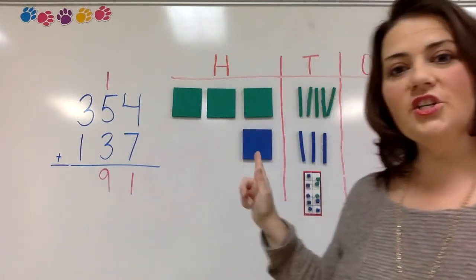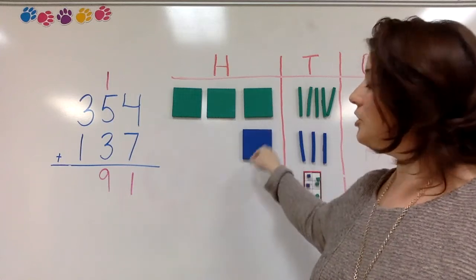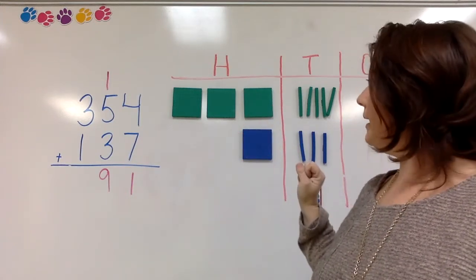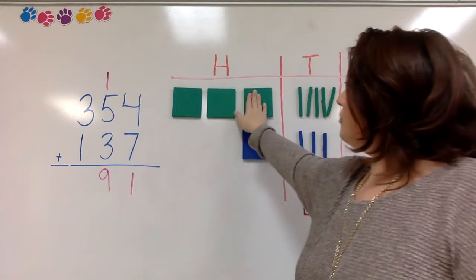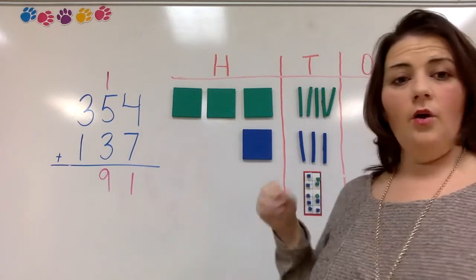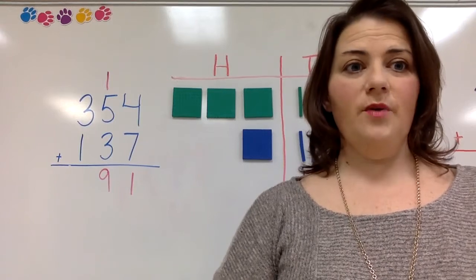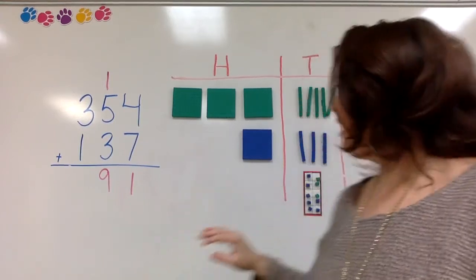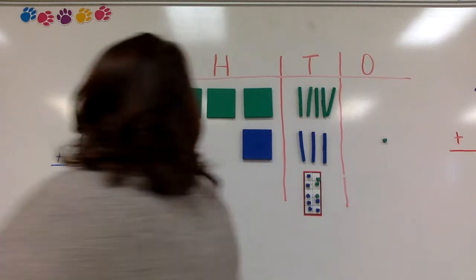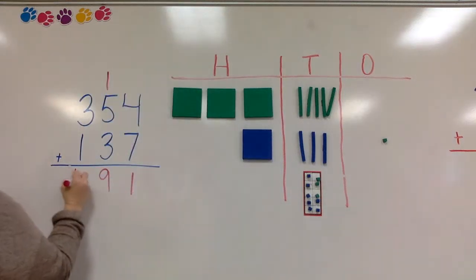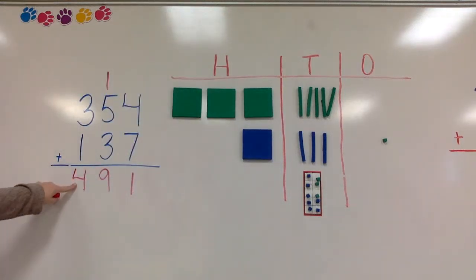We're not quite finished yet. We have our hundreds here to add. We have 300 and then 100. What's 300 plus 100? That's right. It is 400. So we're going to just simply write a 4 over here in the hundreds place. And our answer is 491.